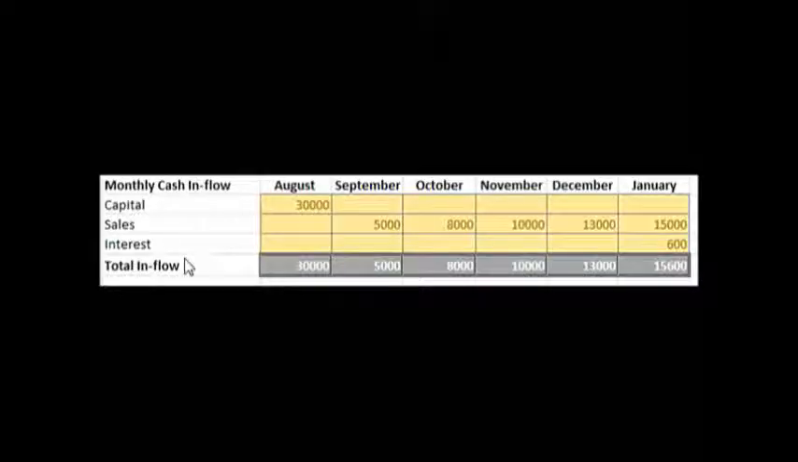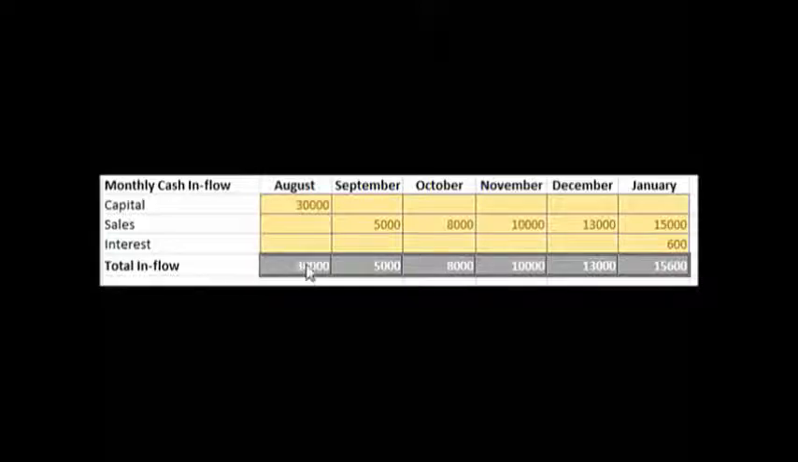This is the part of the cash flow forecast that shows the monthly cash inflow. As you can see, it's categorised into capital, sales and interest. This forecast is done for a 6-month period from August to January, shown month by month, with the total cash inflow at the bottom of each month in the grey box. In August, the business received a capital injection of £30,000 from its owner, giving it a total inflow of £30,000.